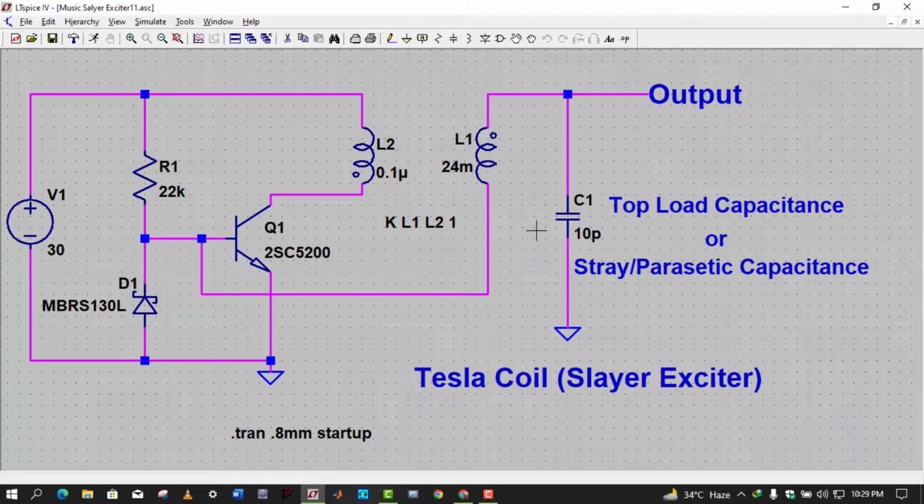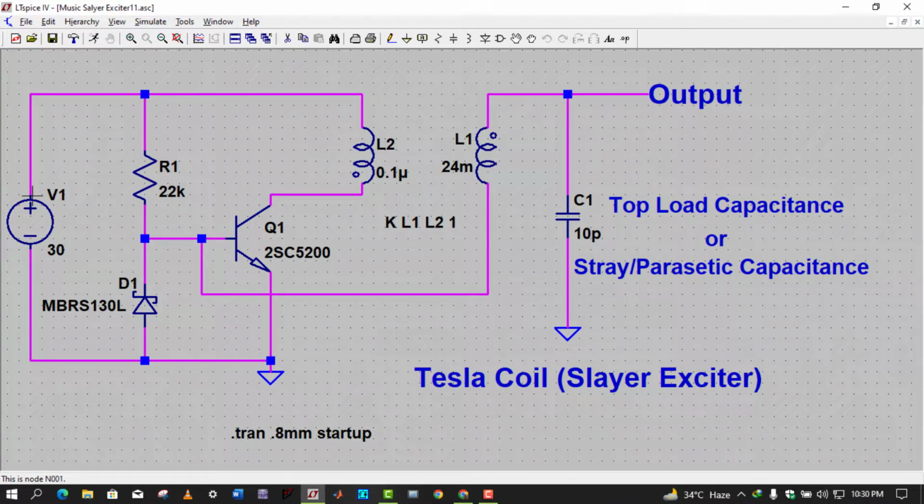As we know, the top load has a very small capacitance, so you can give any value like 1 picofarad or 10 picofarad, that depends on you. I have given it 10 picofarad in the simulation. That is the capacitance of the top load, or you can call it a stray or parasitic capacitance. First I will explain the working principle of this circuit, and then we will simulate it and see the output results.